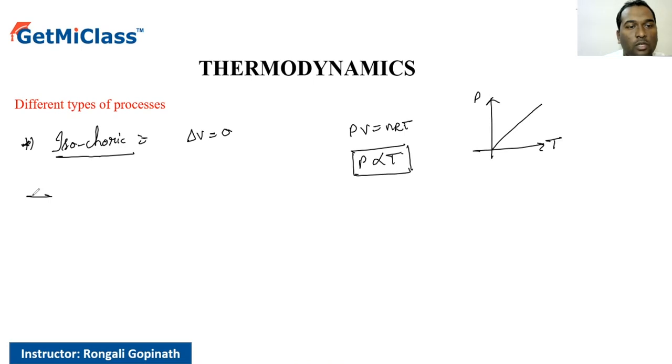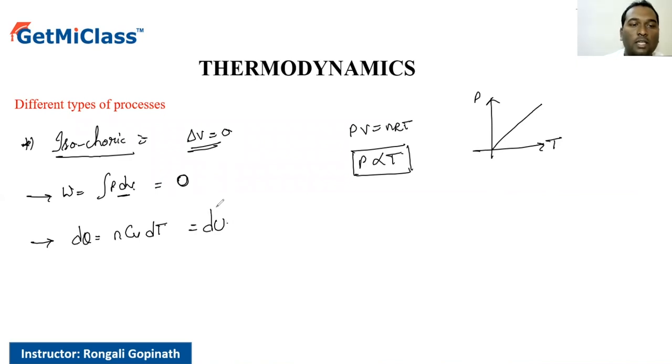Now, what happens to the work done by the gas? That is integral P dV. Since change in volume is zero, dV is also zero. So work done by a gas in an isochoric process is always zero. If work done is zero, whatever heat is supplied to the gas is used only in increasing the internal energy of the gas, right? So the dq supplied can be written as nCv dT, which is nothing but the change in internal energy of a gas, right?